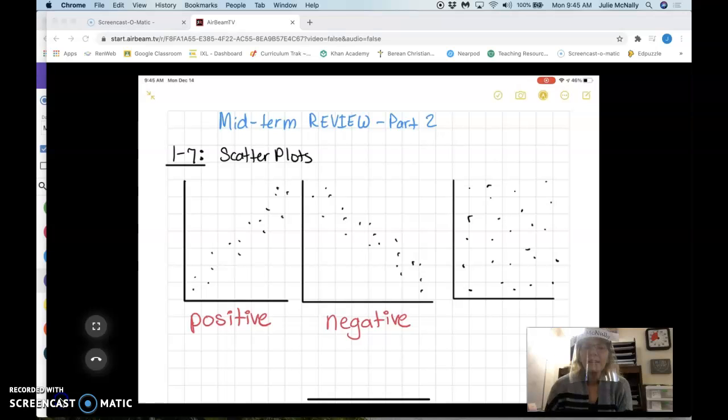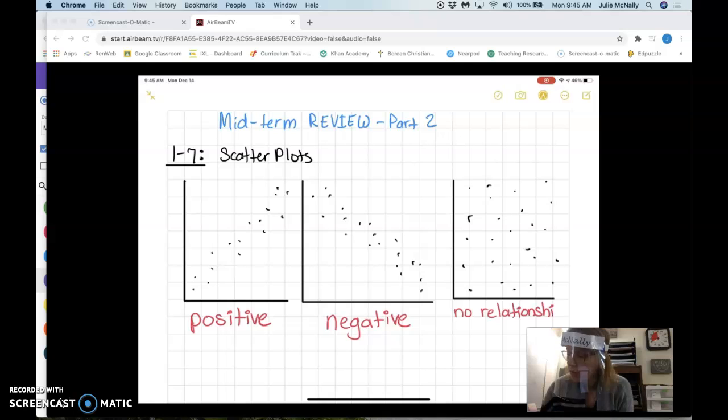The third one is called no relationship. Oh. It's kind of weird. It doesn't have an easy name like the other two. But it just means that there's no relationship between these points. They don't make any sense together. They're just all over the place. No. But it's multiple choice, so you'll pick the right one, I think.